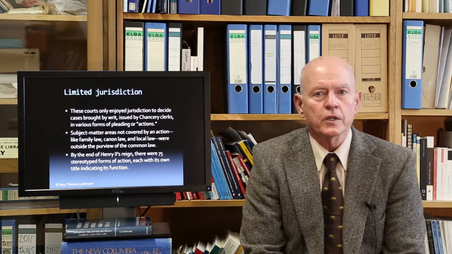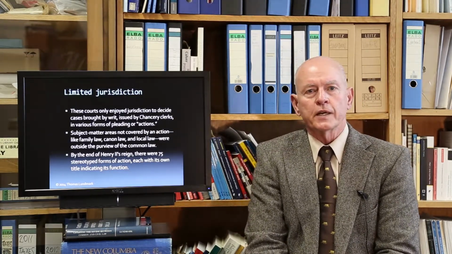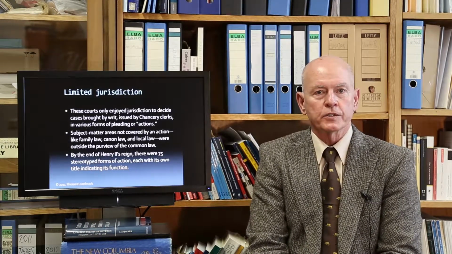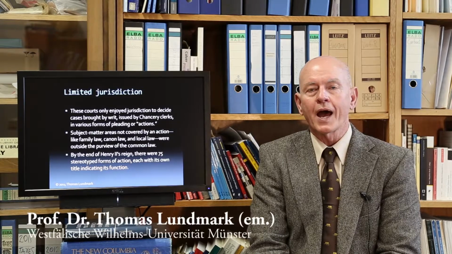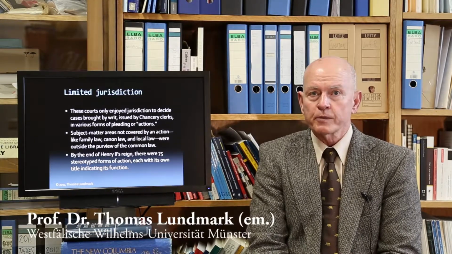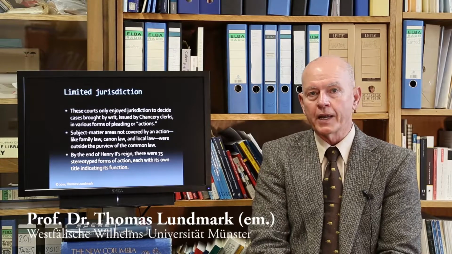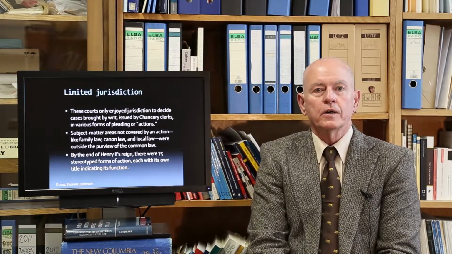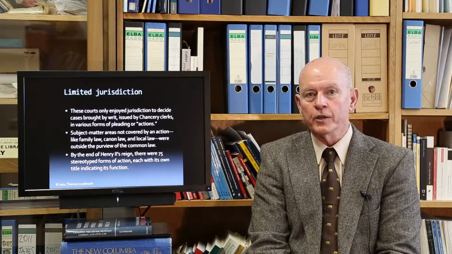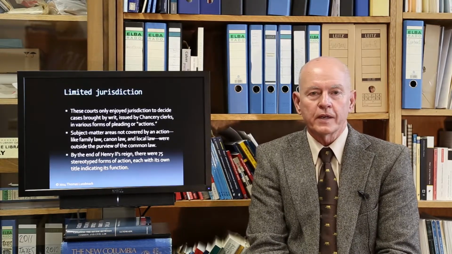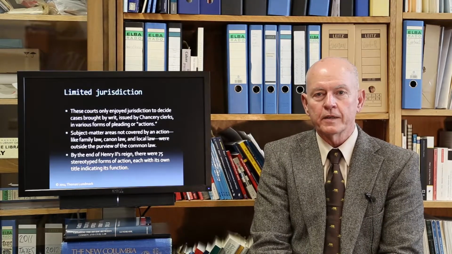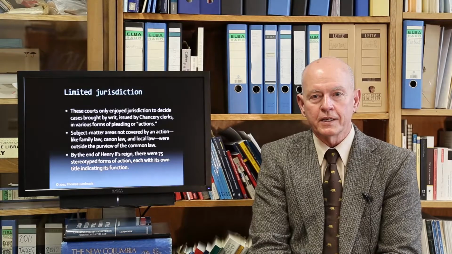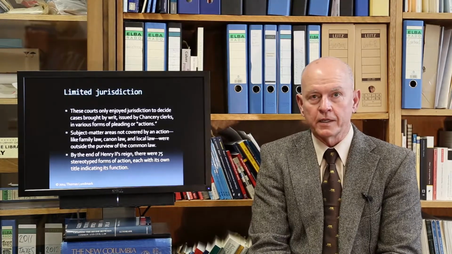The King's Courts only enjoyed jurisdiction to decide cases brought by writ. The writs were issued by chancery clerks in various forms of pleading or actions. Subject matter areas not covered by an action, like family law, canon law, and local law, were outside the purview of the common law. By the end of Henry II's reign, there were 75 such stereotyped forms of action, each with its own title indicating its function.